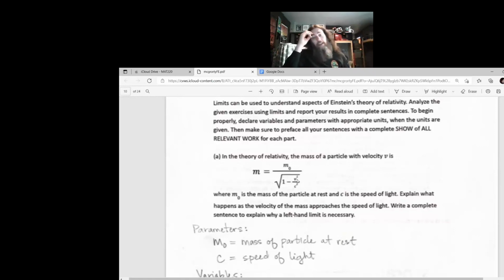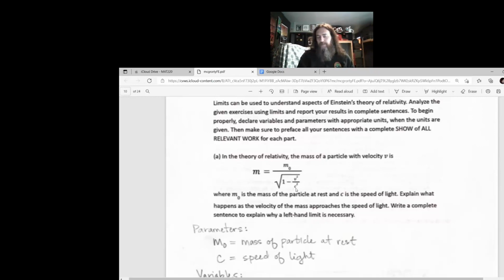Which is why the left-hand limit is necessary, because if we go beyond c with the value of v, then we're going to end up with a higher value in this fraction than the 1 here, which gives us a negative radicand, and then we start going into imaginary numbers, which again is imaginary. So that's why the left-hand limit is needed, because this v value cannot actually reach c, because then we get into theoretical instead of physical.